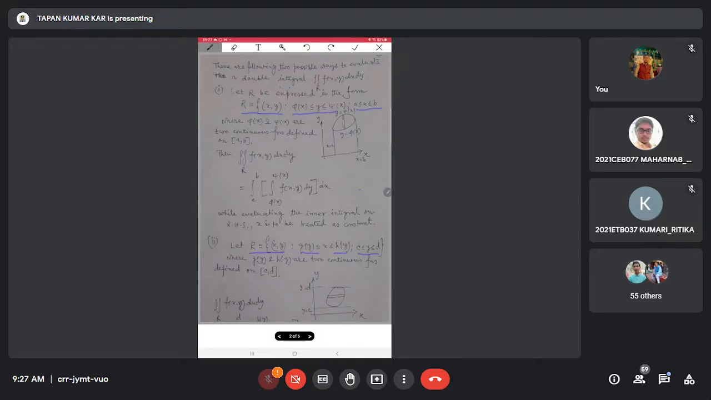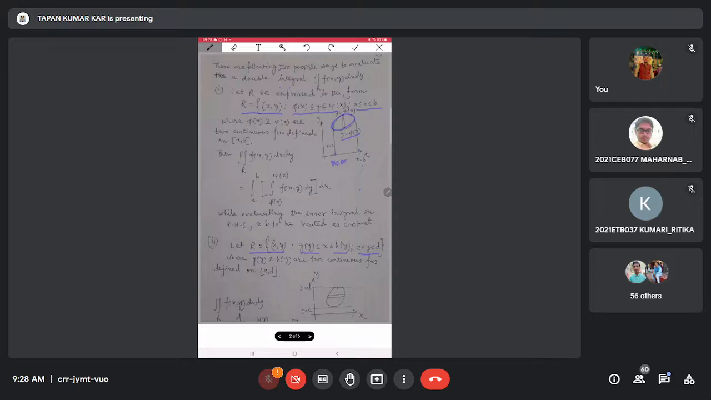It means that in this region y is a function of x, but x is not a function of y. x varies from a to b. a and b are constant. Suppose here, look at this. This is one curve y equal to phi x. This is another curve y equal to psi x, and from this point x equal to a, and here x equal to b. So here the region of integration is this one.